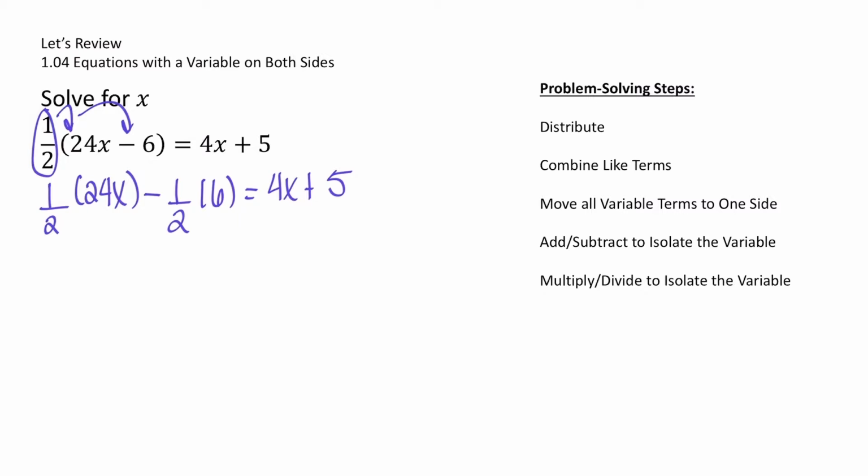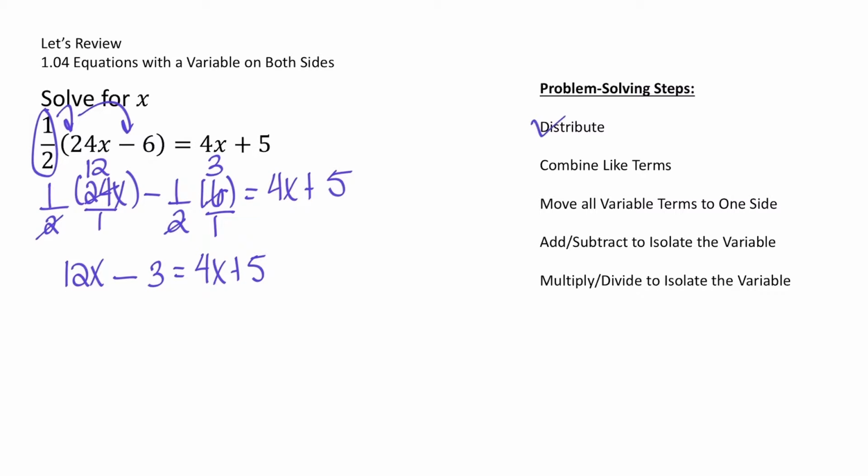So when I do 1/2 times 24x, that 24 is over 1. The 2 and the 24 will reduce, so I have 12 here. On the right side, I'm going to put this 6 over 1, so I have this 2 and 6 that will reduce, leaving me with just 3. So this will become 12x minus 3 equals 4x plus 5.